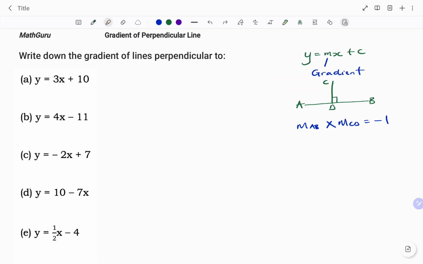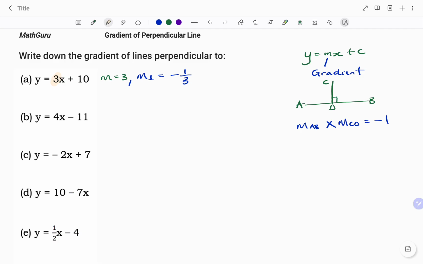So in example 1, we have y equals 3x plus 10. We have to make sure that the coefficient of y is +1, and then the gradient of this line will be the coefficient of x, which is 3. So if the gradient of the line is m equals 3, therefore the gradient of the perpendicular line will be equal to the negative inverse, so it's going to be -1/3.